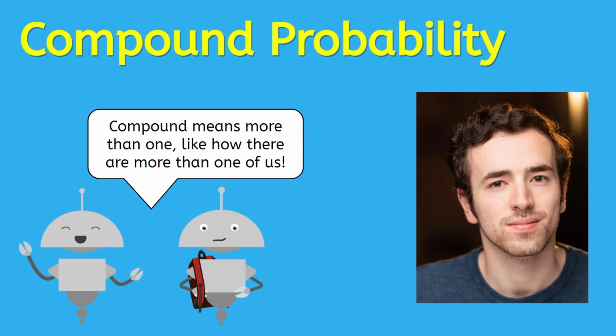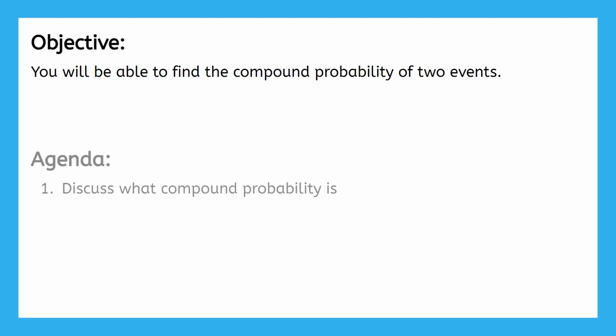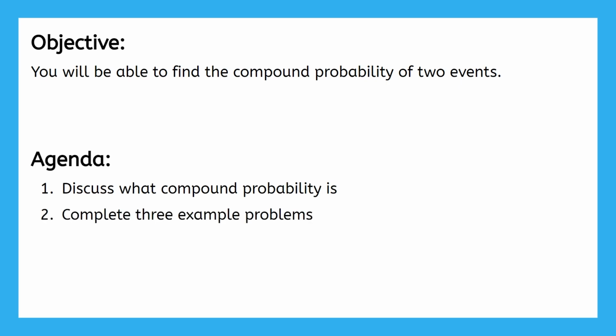In this lesson, we're going to be learning about another type of probability called compound probability. By the end of this lesson, you'll be able to find the compound probability of two events. First, we'll discuss what compound probability is, and then we'll complete 3 example problems.